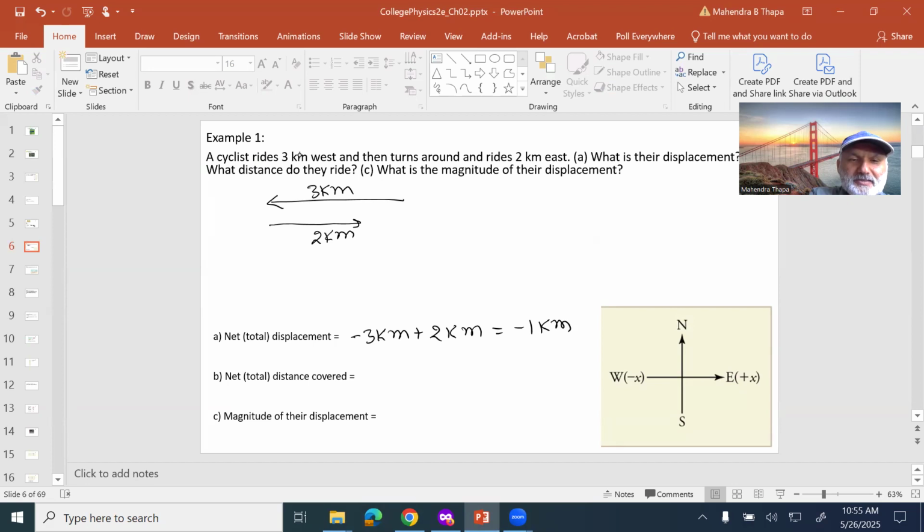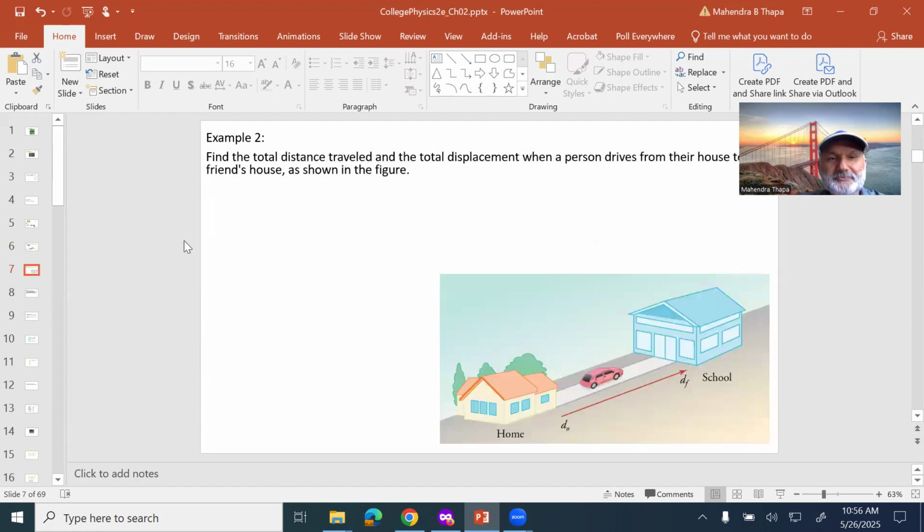Let's find the net distance covered. It will be 3 kilometers plus 2 kilometers equals 5 kilometers. Now, if you want to find the magnitude of the displacement, the modulus of minus 1 kilometer is positive 1 kilometer. So in this case, displacement and distance covered are not the same, they are different. You can think about another example.